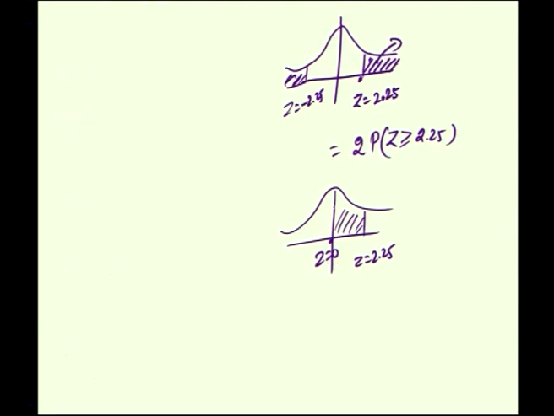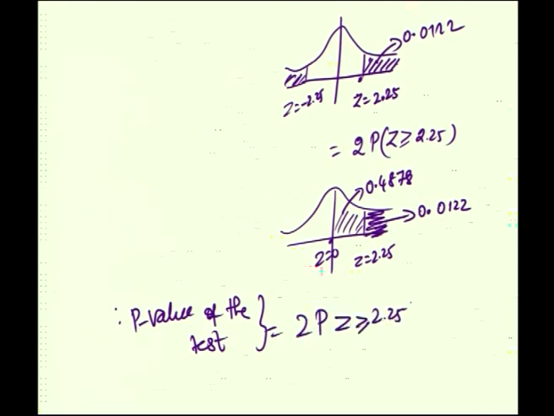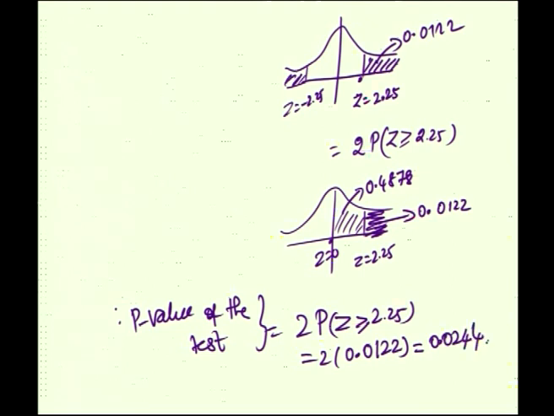The area from the table is 0.4878, this value. With 0.4878 for this part, the shaded tail part will be 0.0122. Therefore, our p value of the test is 2 times P of Z greater than or equal to 2.25, which is equal to 2 into 0.0122, which is 0.0244.